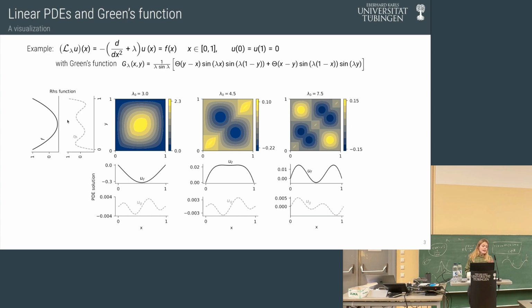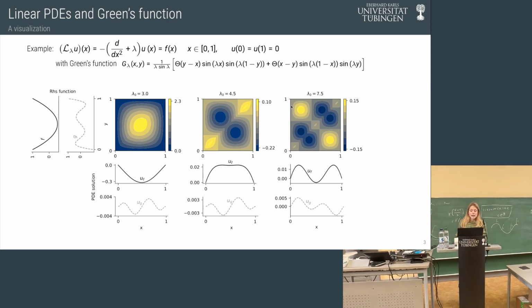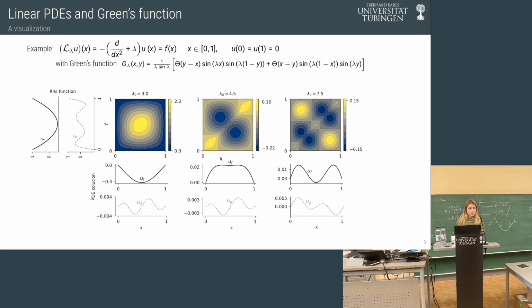And then what you do when you compute the solution is you integrate out the y against f. So here, two different right-hand side functions enter on the left, and these are the corresponding solutions for those right-hand side functions against the Green function. And this is the same for another value of lambda and another value of lambda.